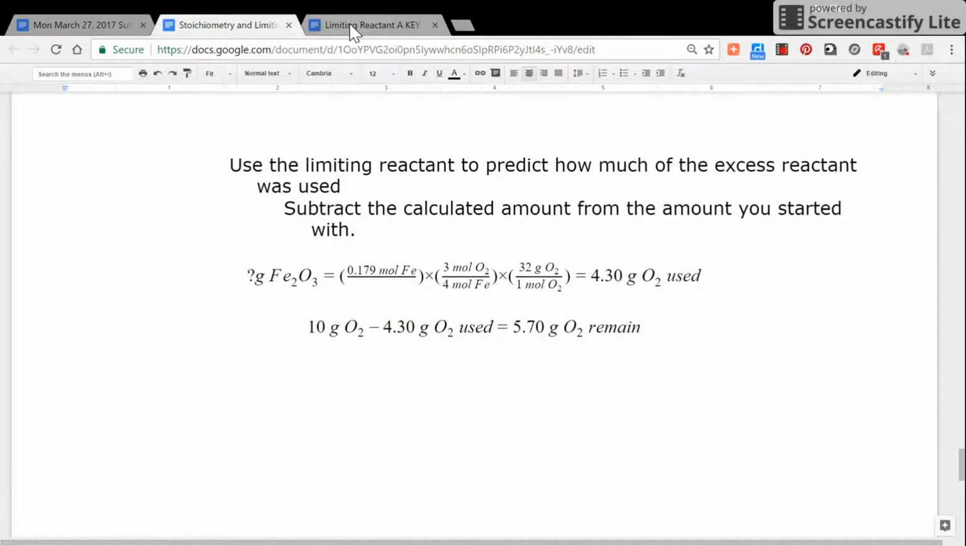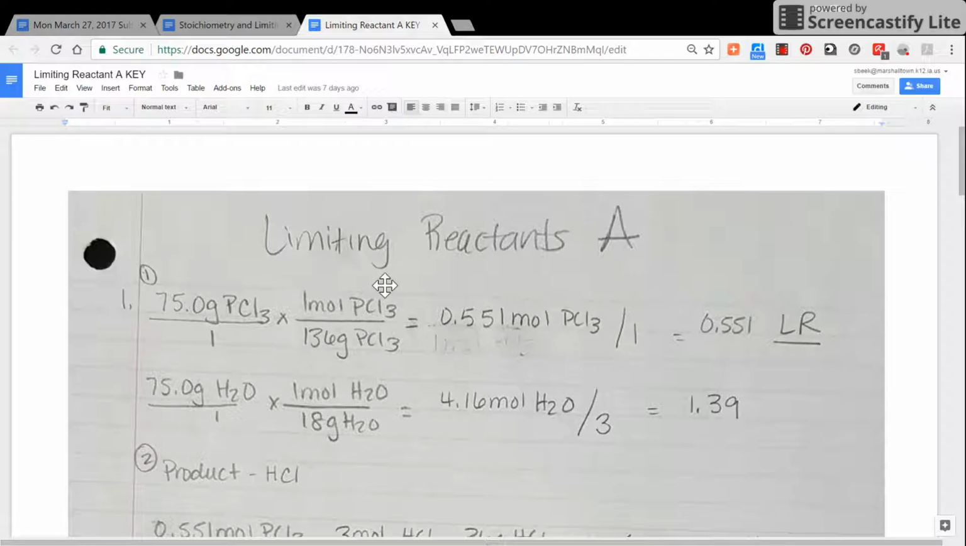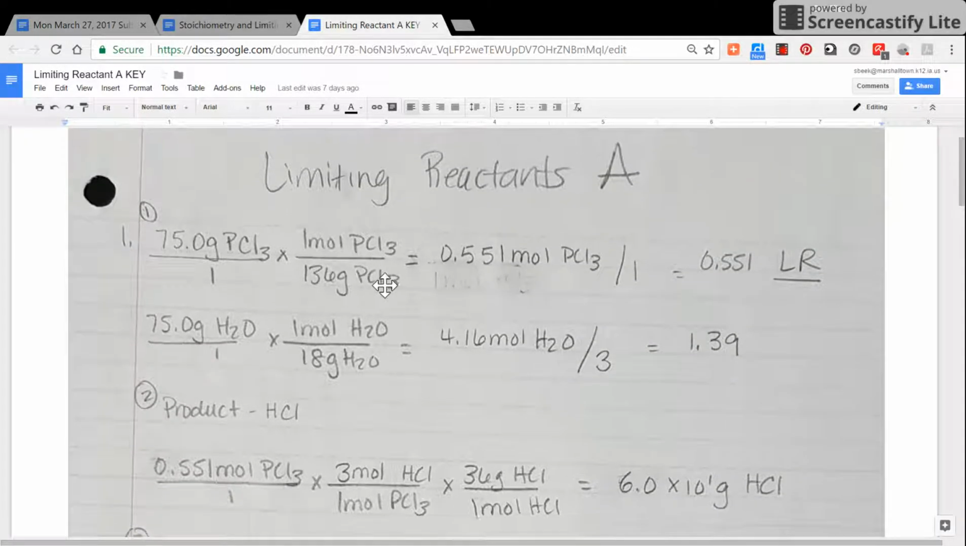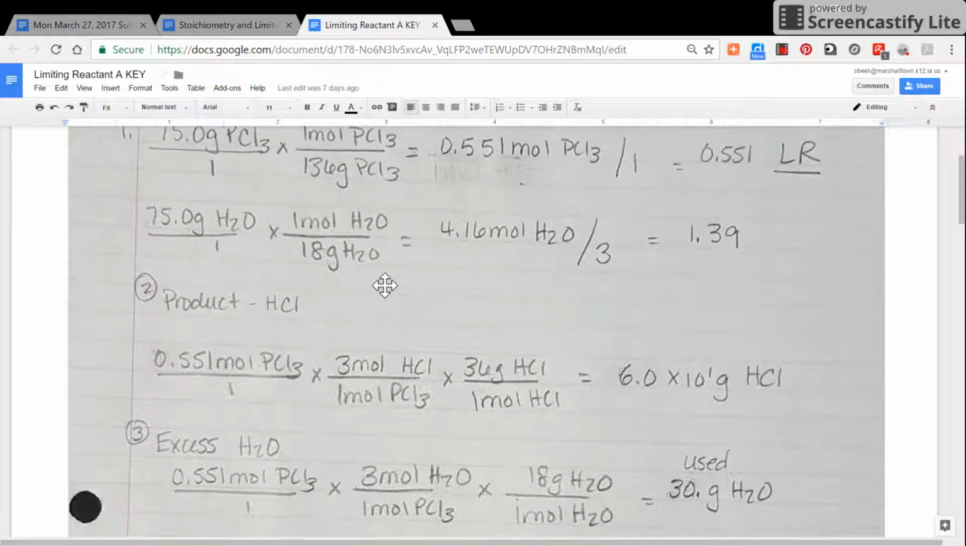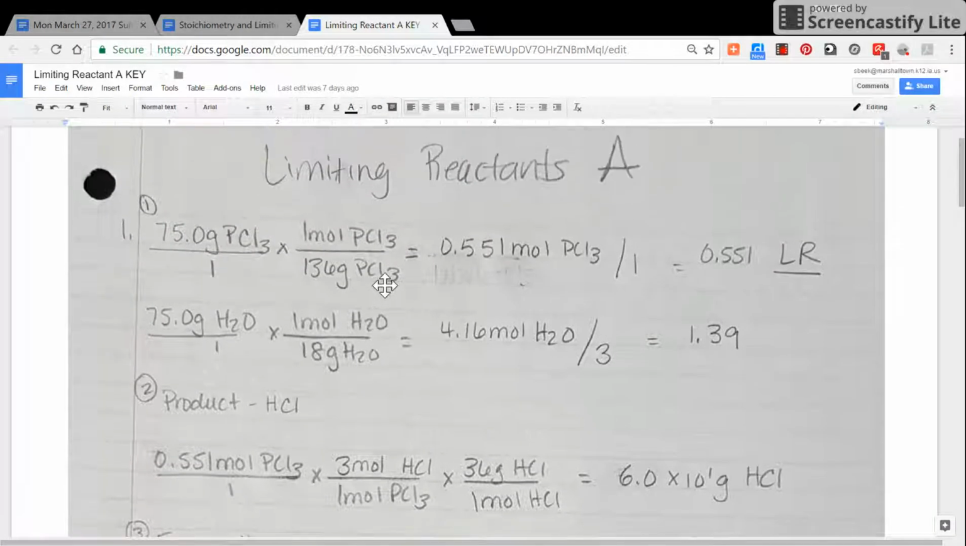I'm going to go ahead and walk you through the answers to the limiting reactant sheet A that you worked on yesterday. So with these problems, my step one was figuring out which reactant was the limiting reactant. So here I converted both of my reactants to moles. And then I divided by the coefficient in the equation. So the coefficient for PCl3 was 1 and H2O was 3. When I divide, this is a smaller number. So that means that PCl3 is my limiting reactant.